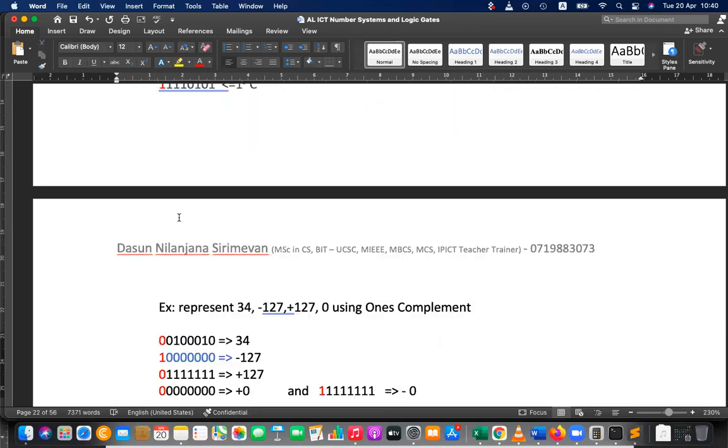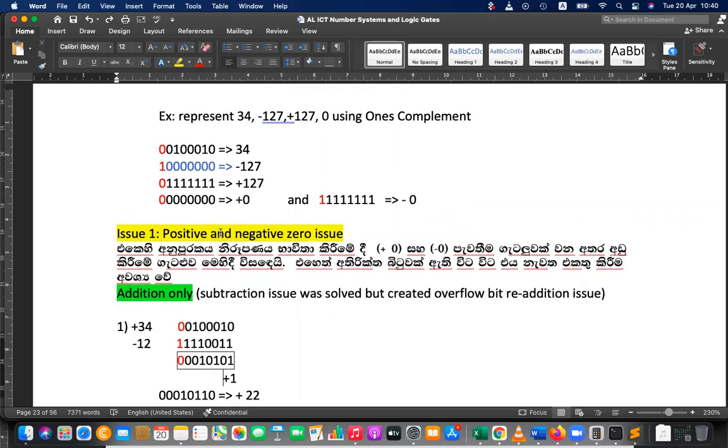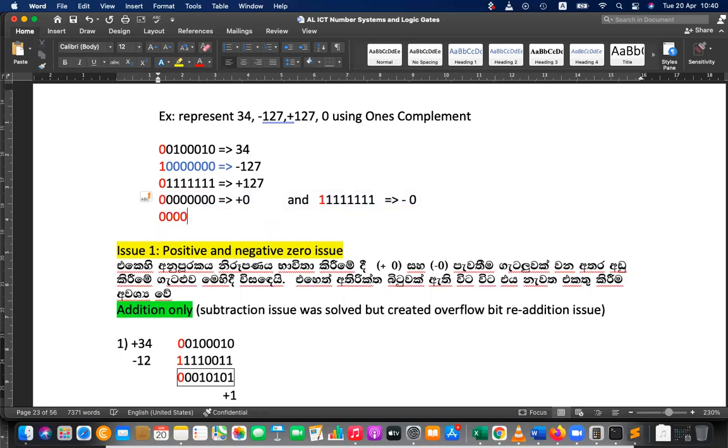But subtraction issue was solved with this, because by now you can do everything by addition, right? But still this positive zero is there. Still negative zero is also there. Did we remove that? No, still those are there. But different way. Not the same way, different way. So this is plus zero in sign and magnitude, in S and M. And this is minus zero in S and M.